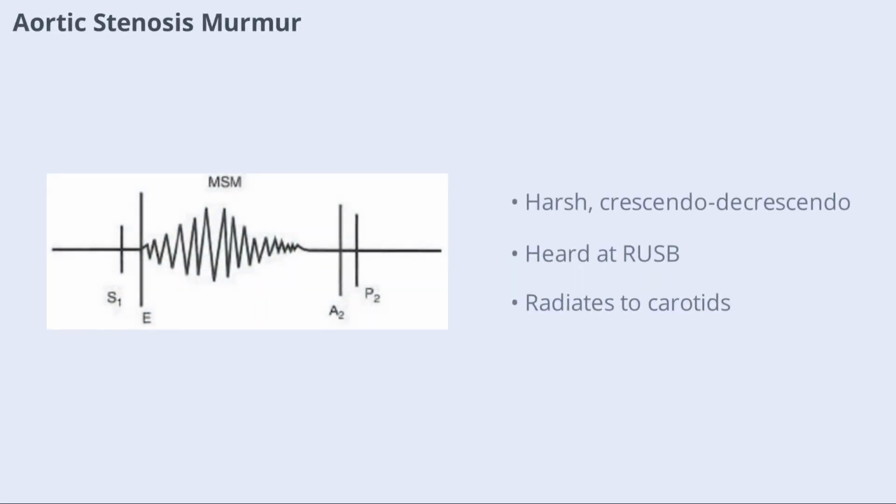The murmur of aortic stenosis is typically harsh and has a crescendo-decrescendo pattern. It is best heard at the right upper sternal border and often radiates to the carotids. The length and loudness of the murmur can provide clues about the severity of the stenosis, but other features must also be considered.